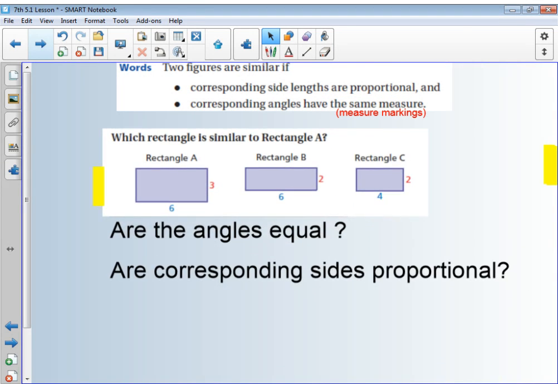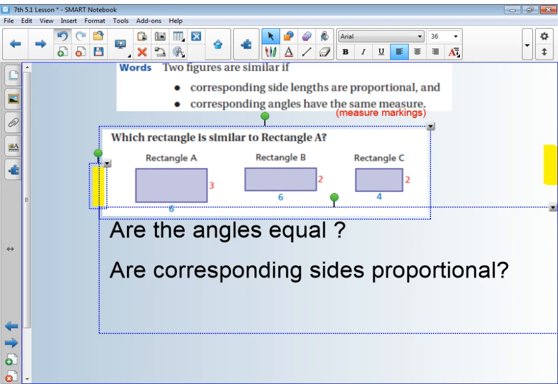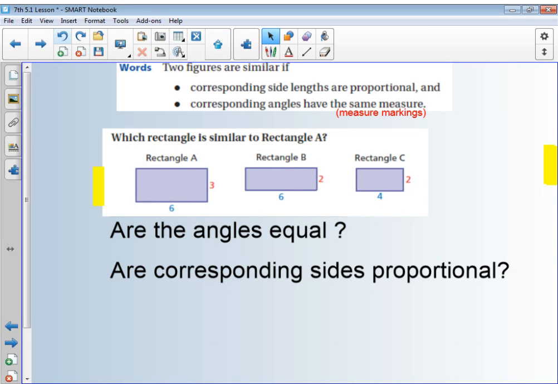Okay, so here's our first one. It says which rectangles are similar to rectangle A. So we know we're going to use A, and we want to check to see which ones are similar. So in order for them to be similar, they must have corresponding angles that are the same measure. So let's check that one first. Well, all of them have right angles, those perfect little right angle corners. So that's not going to help us decide that, because all of the angles are right angles. So we're going to have to use corresponding side lengths.